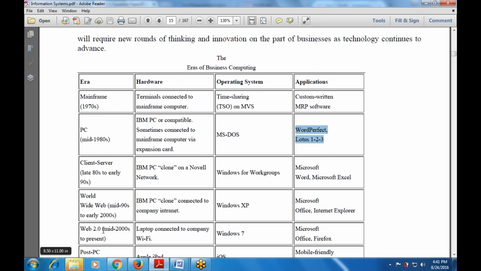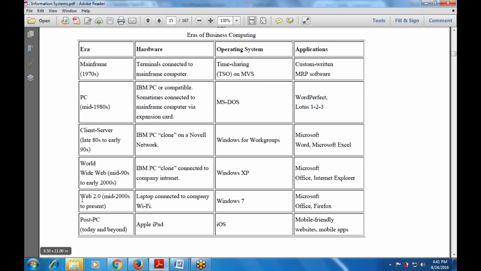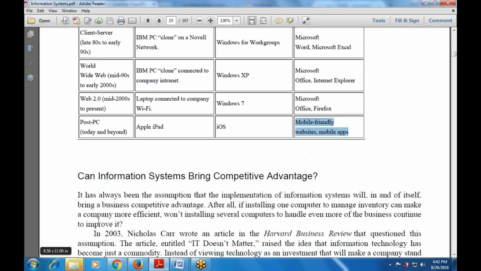Then the WWW era: an IBM PC clone connected to the company intranet, with Windows XP, Microsoft Office and Internet Explorer. The next is Web 2.0, from the mid 2000s to the present: a laptop connected to the company Wi-Fi, with Windows 7 and the applications Microsoft Office and Firefox. The next one is the post-PC era, today and beyond: the Apple iPad, iOS, mobile-friendly websites, and mobile apps.